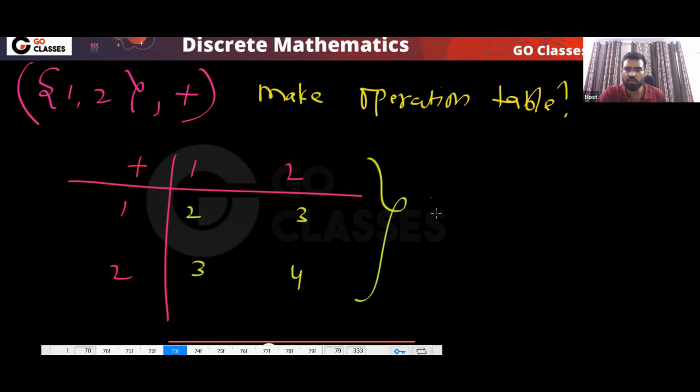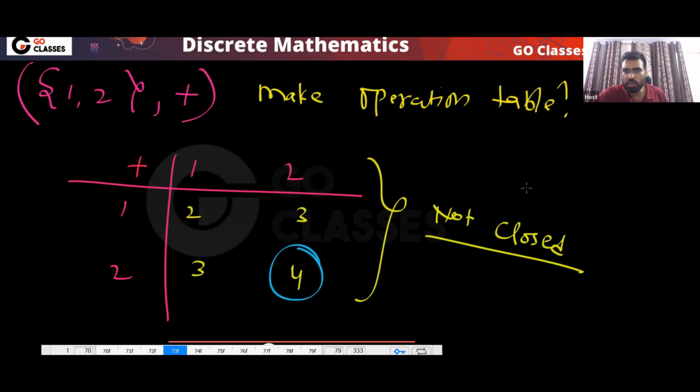Is it closed? Clearly this is not closed, because you can notice our base set is 1, 2. So clearly this structure is not closed.